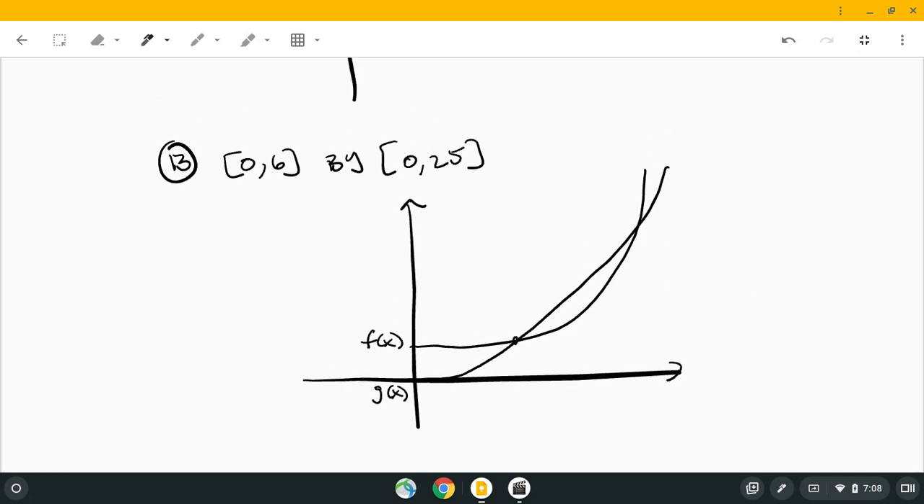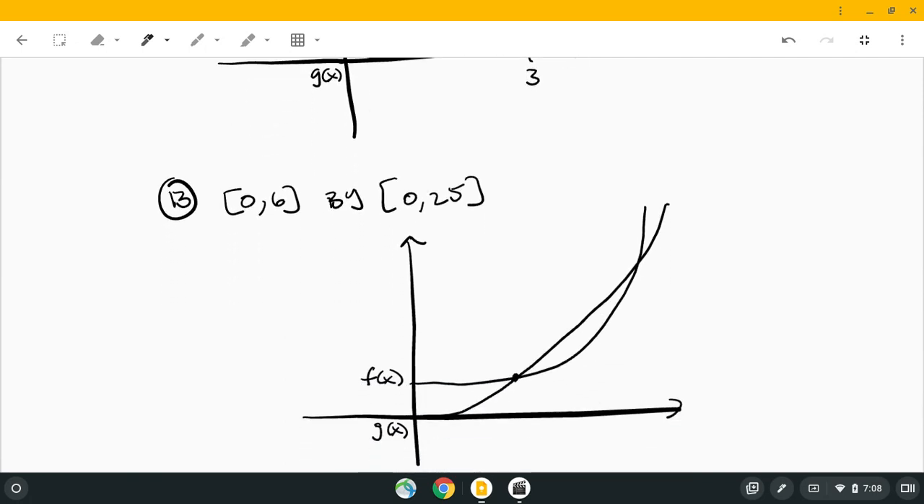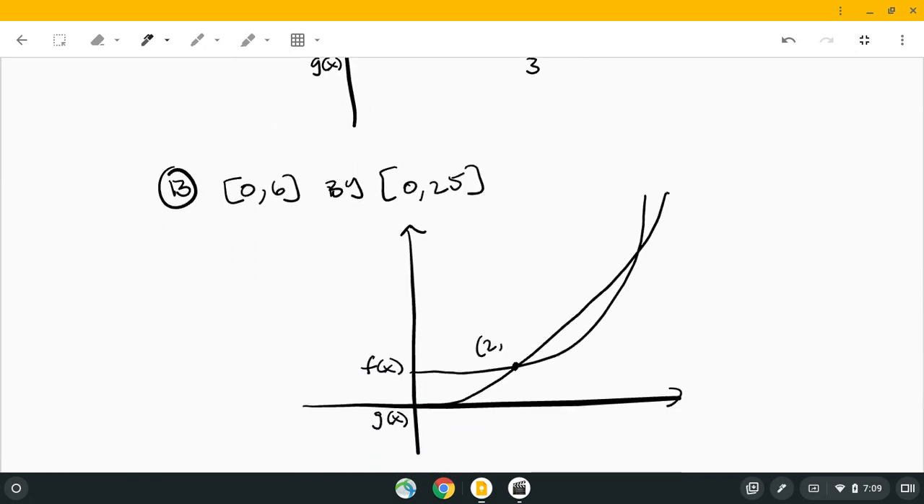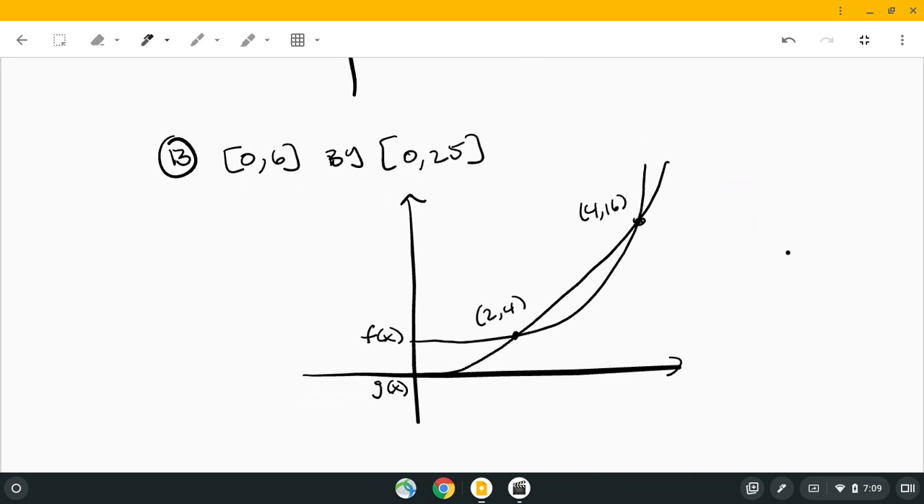Here we said it was crossing at 2, 4. The other place where they cross is at 4, 16. But afterwards, f of x, the exponential, just keeps on increasing at a much faster rate. g of x just gets wider and wider, while f of x goes almost vertical.